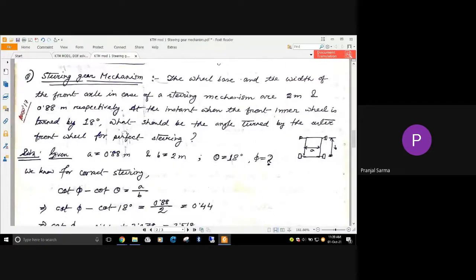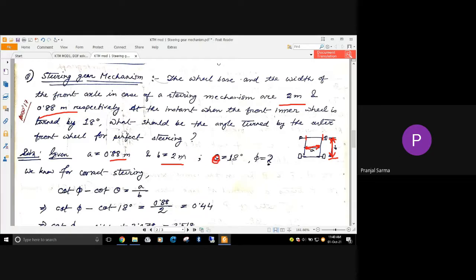So the question is: the wheelbase and the width of the front axle in a steering mechanism are given as 2 meter and 0.88 meter respectively. That means a and b are given. Wheelbase is b, which is 2 meter, and the width of the front axle, that is a, is given as 0.88 meter. Now at an instant when the front inner wheel is turned by 18 degrees, inner front wheel means that theta is given.